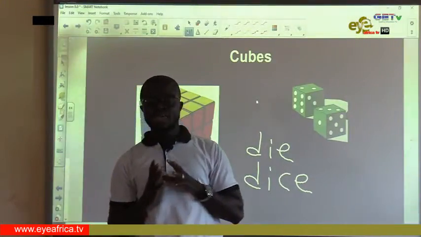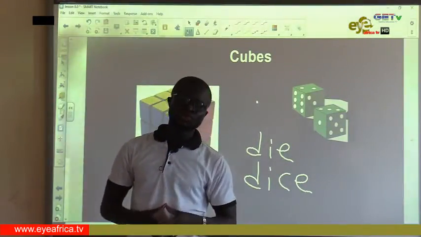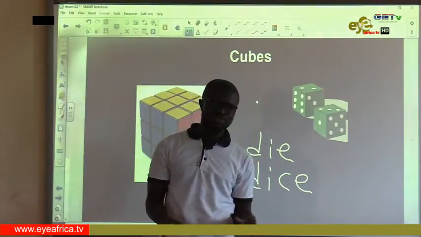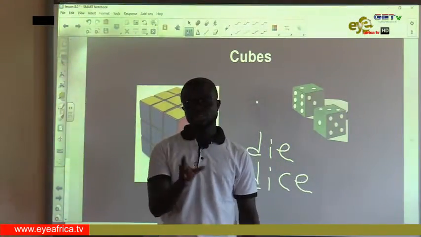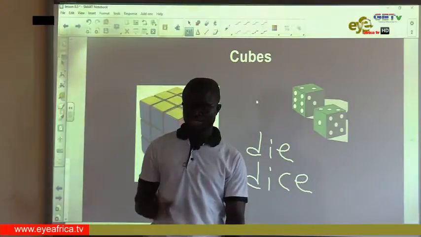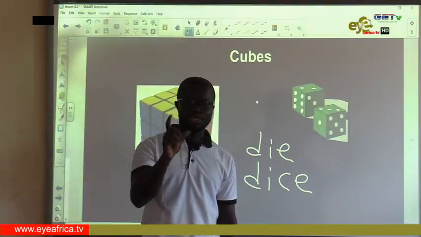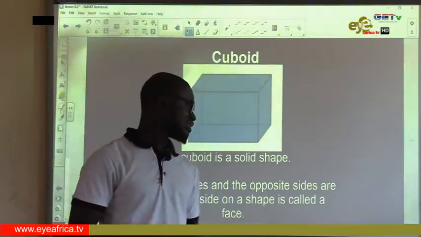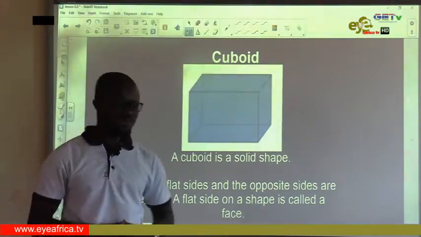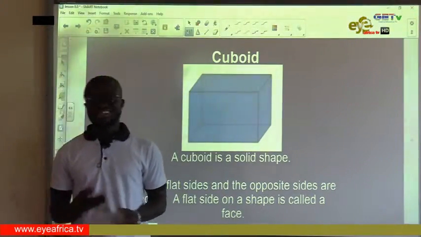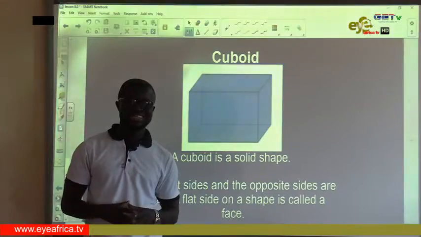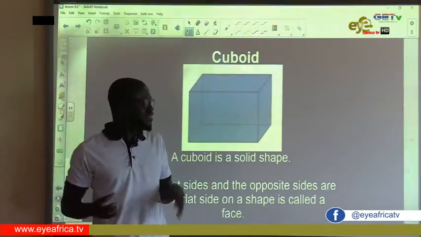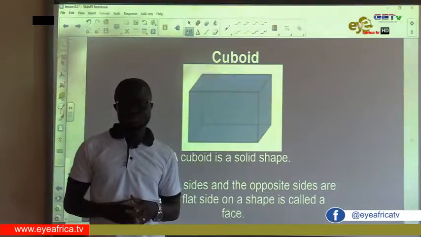Any shape that has those qualities, 6 equal faces with 8 corners, can be termed as a cube. The next object is a cuboid. They look alike, but not in all aspects. There are some things that differentiate them.